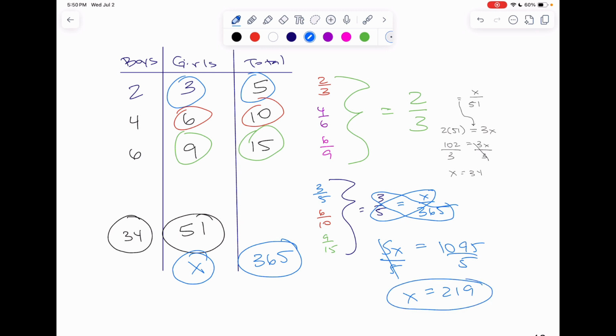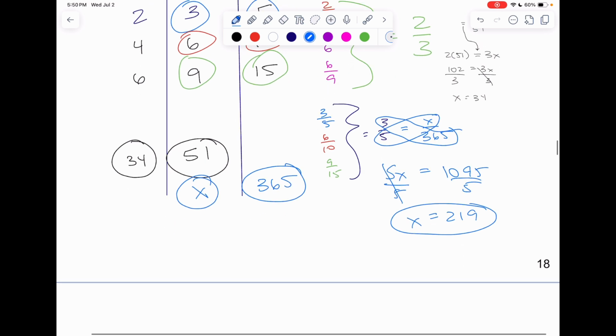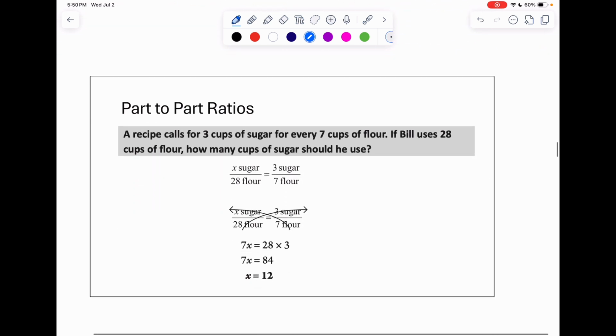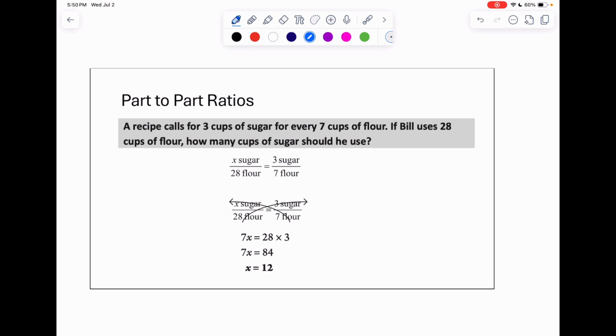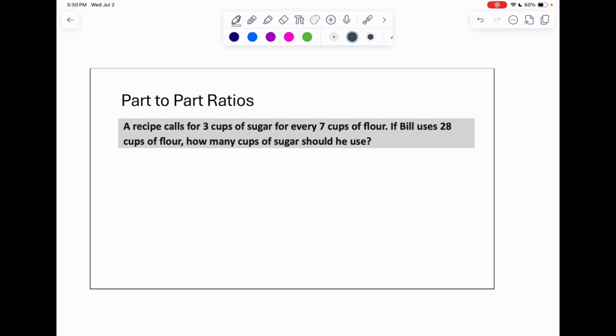So again, this gives us amazing predictive power whether we're relating part to part or part to total. So let's look at some practice problems. This is an example of a part to part ratio. A recipe calls for 3 cups of sugar for every 7 cups of flour. If Bill uses 28 cups of flour, how many cups of sugar should he use?